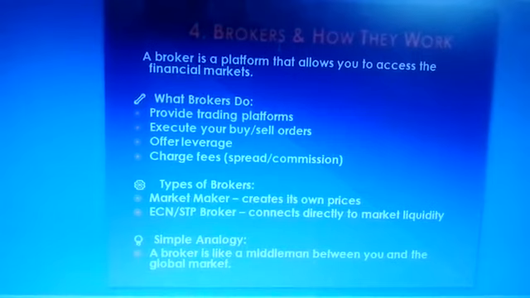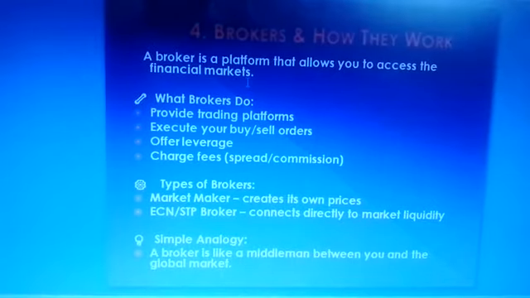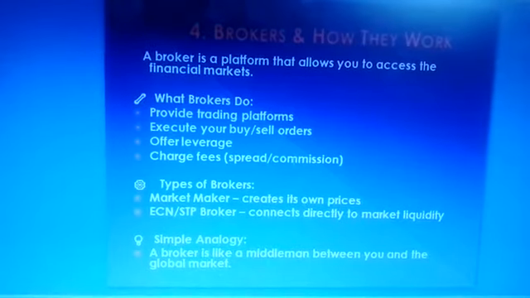That's how they earn. Types of brokers, we have the market makers that create their own space, like Morgan Chase and every other big bank we have there, and every other big pension and hedge funds we have there. These guys influence the market. These are the types of brokers we have. We also have ECN and STP brokers. They connect directly to the market liquidity. Now, a simple analogy and insight is a broker is like a middleman between you and the global market. You understand? A broker is like a middleman between you and the global market.